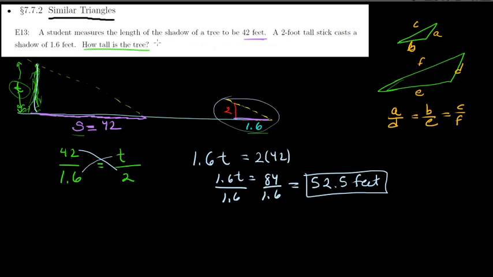The answer is 52.5 feet. I said in the previous problem that you should round to the nearest whole number, but we can take half of a foot, which is just 6 inches. So we can also report the answer as 52 feet, 6 inches. But let's not be picky about that. Let's just leave this as 52.5 feet. That's good enough.